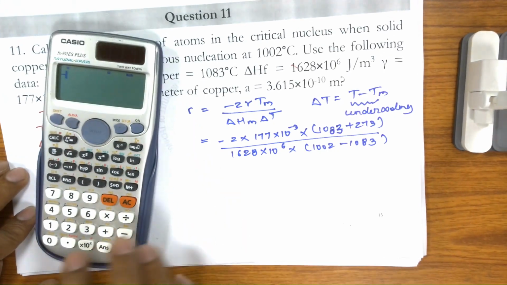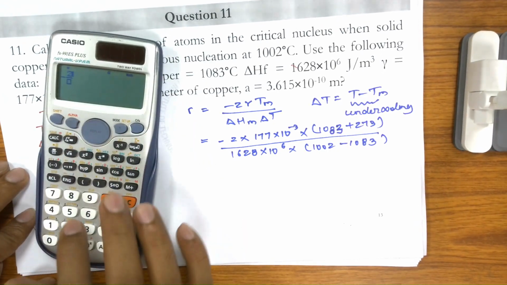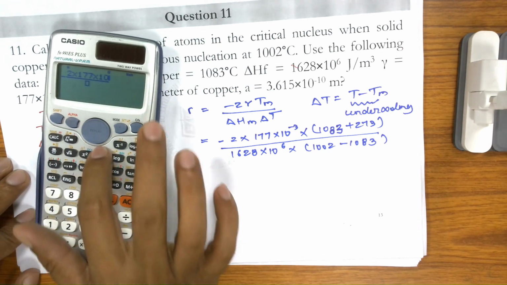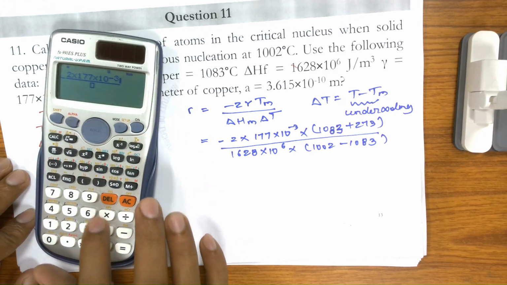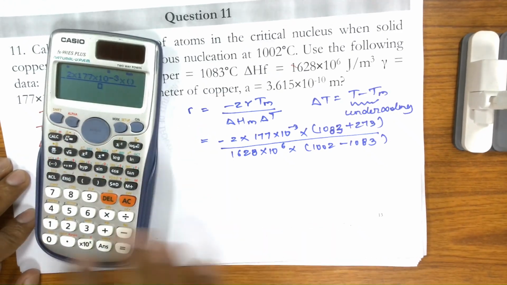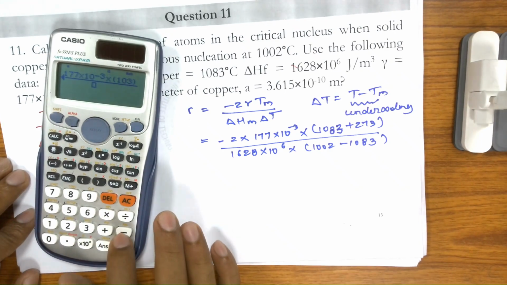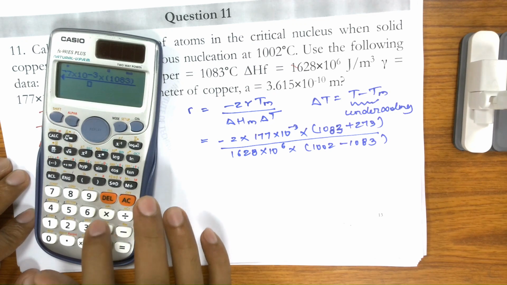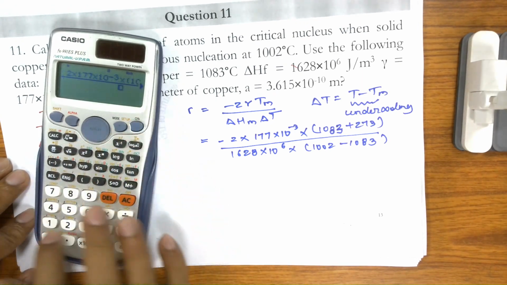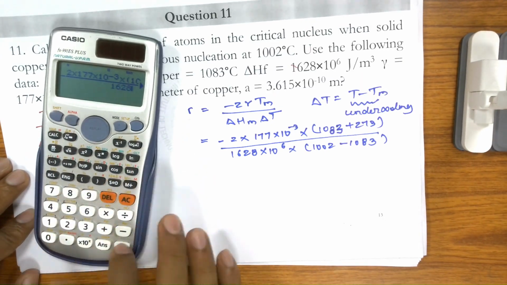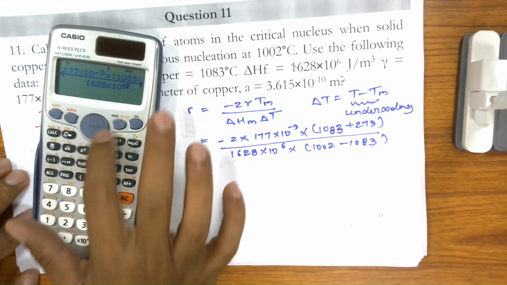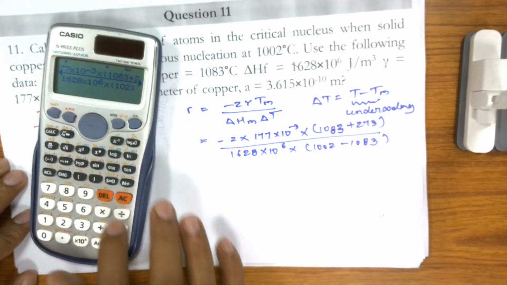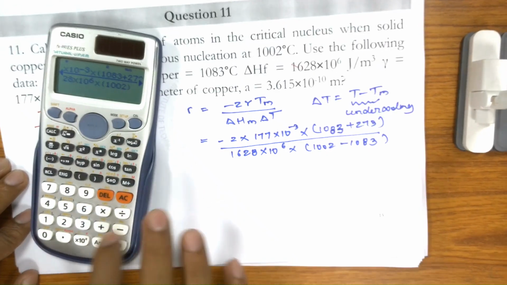What radius are we going to get? Minus of 2 multiplied by 177 multiplied by 10 to the power of minus 3. Here we have to be very careful because a lot of numbers are involved. 1083 plus 273, divided by 1628 multiplied by 10 to the power of 6, multiplied by 1002 minus 1083.